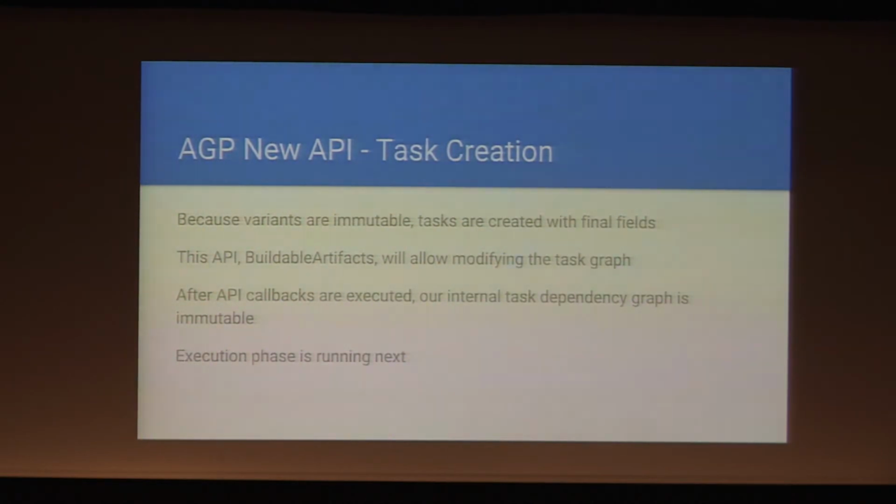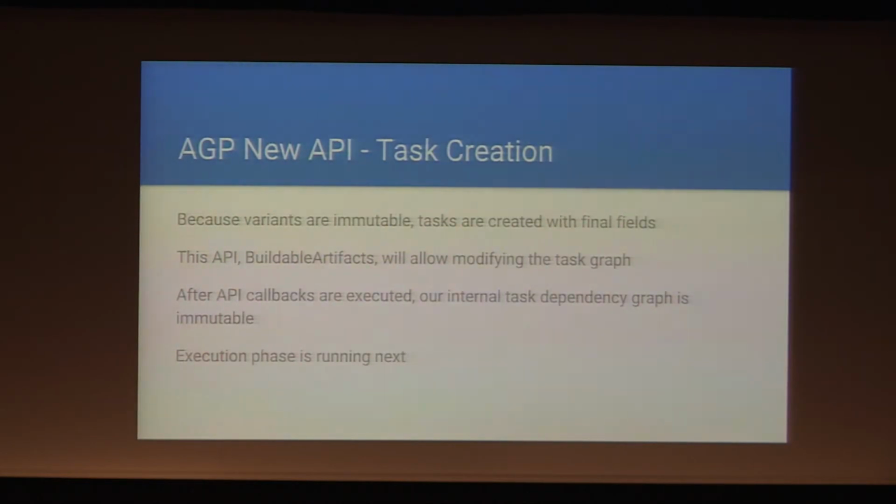If for some reason someone wants to replace a task that we define, that's also going to be possible through this API. And after this API runs, the internal representation that we have regarding task dependencies is made immutable. So any changes to that are not going to be reflected in the task graph, but that allows us to set up the task graph correctly. After this phase, and this part of the API has run, the execution phase is next.